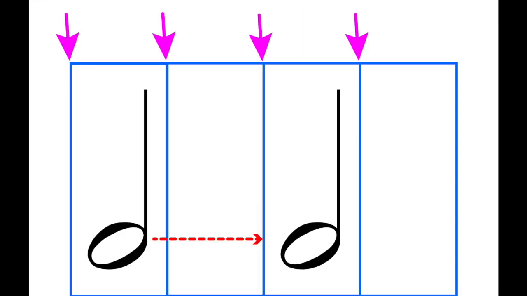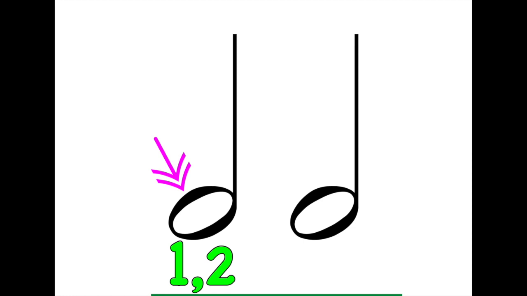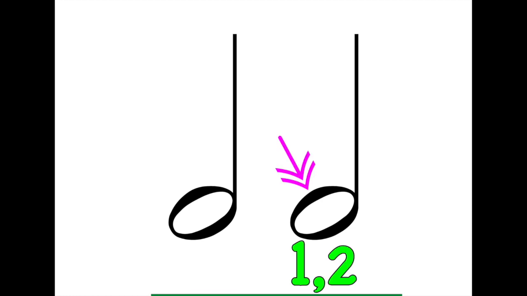Here is our half note. It has two beats, so we have to tap 2 times before moving to the next half note. Tap, stay, tap, stay. Now let's tap again for those 2 half notes, but say 1, 2 as we touch the half note. Ready? Go. 1, 2, 1, 2.